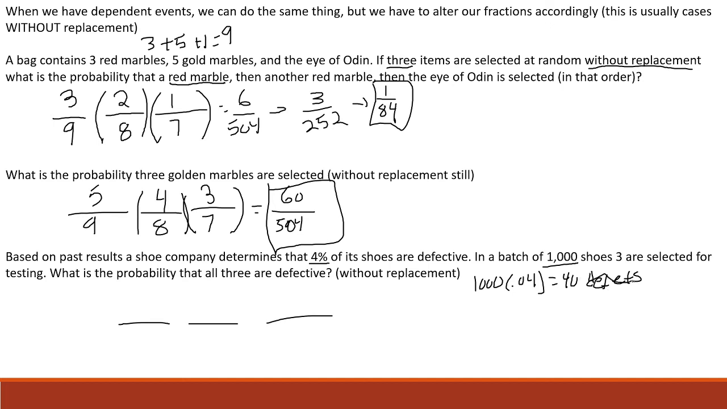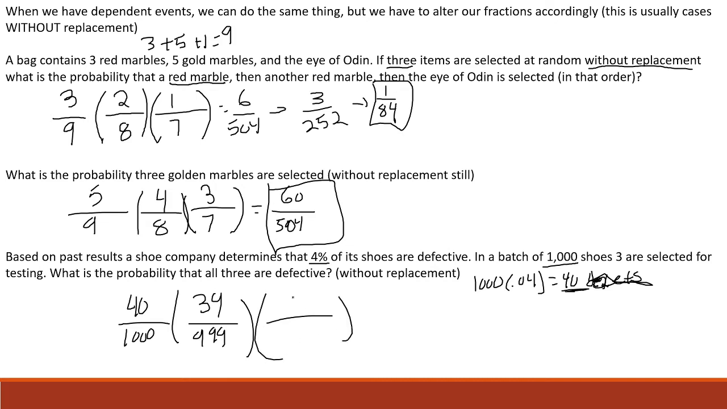I'll just leave it as 40. So there's 40 defective shoes out of 1,000 total. What's the probability that all 3 are defective? So what's the probability that my first one's defective? Well, 40 defective out of 1,000 total times, what's the next one that's defective? Well, in this case, I only have 39 defective shoes left. I only have 999 shoes in total. And then what's the probability that the next one's defective?